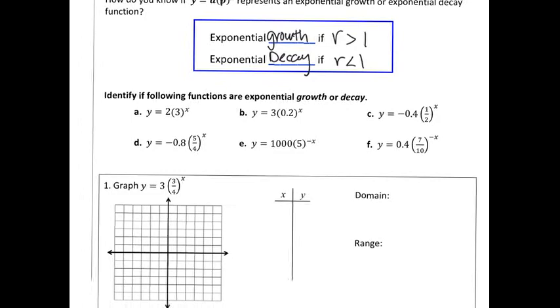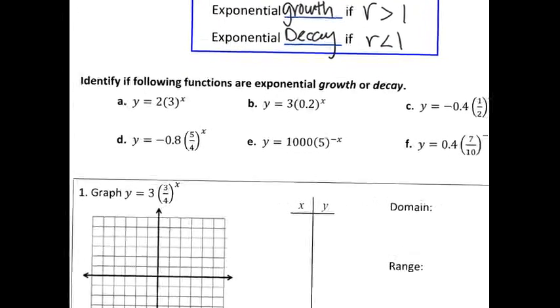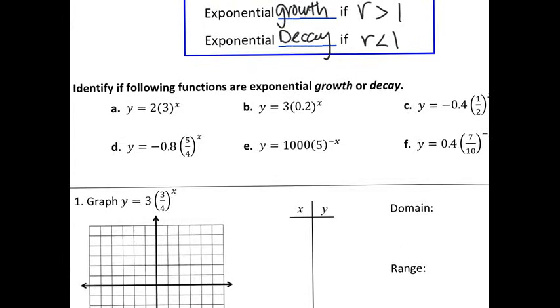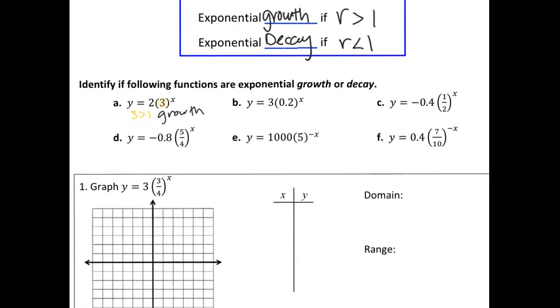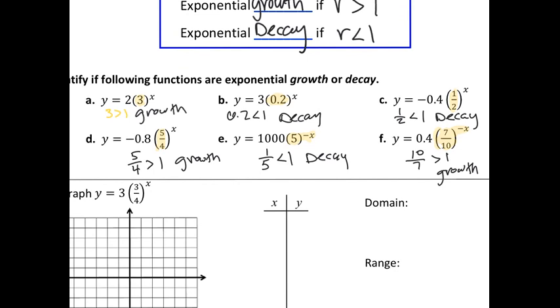So here are a few examples. They want us to identify the following functions as growth or decay. So on A, right here, here's r. That is greater than 1. 3 is greater than 1. Therefore, that is growth. Okay, so why don't you go ahead and try the other 5 on your own and check your answers with mine. Okay, so hopefully this is what you got for your answers.